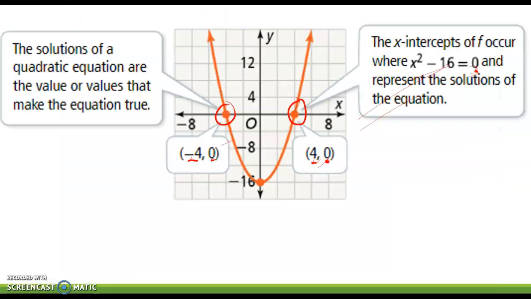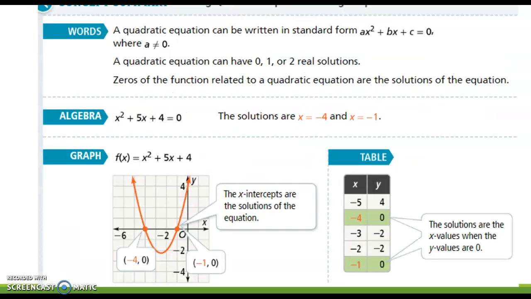Okay, I'm just going to look at that last slide one last time just to summarize. So in words, you want to make sure that you write your quadratic equation so that it has an x squared term and it has an equal sign equal to a number. A quadratic equation can either have 1 or 2 or no solutions. The zeros of the quadratic function are the solutions to the equation. The algebraic solutions are x equals -4 and x equals -1.